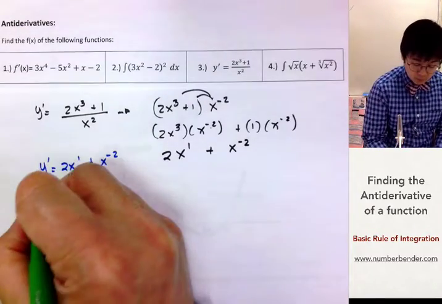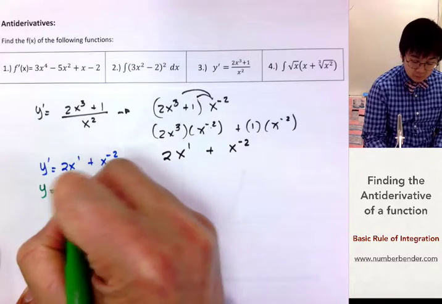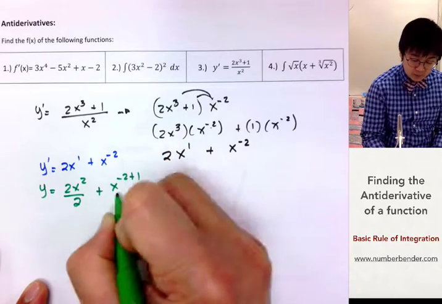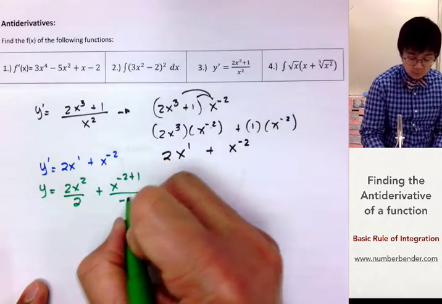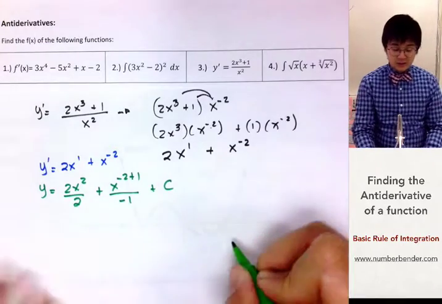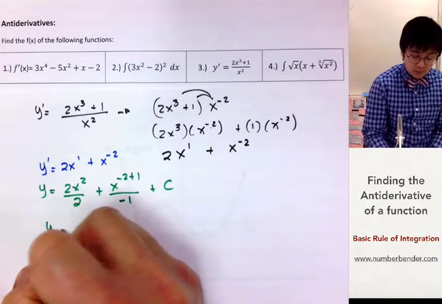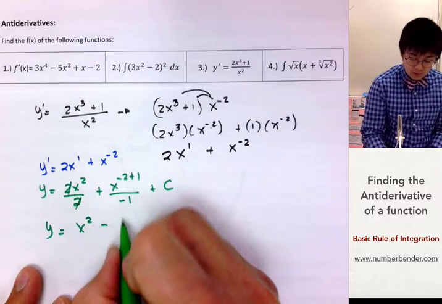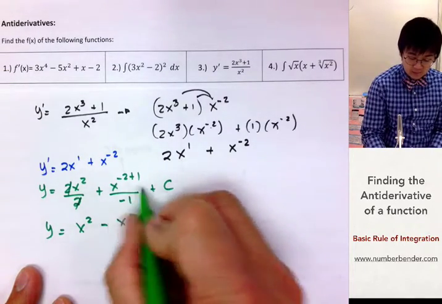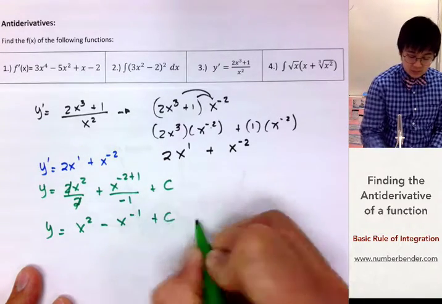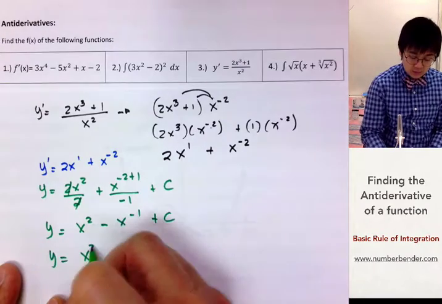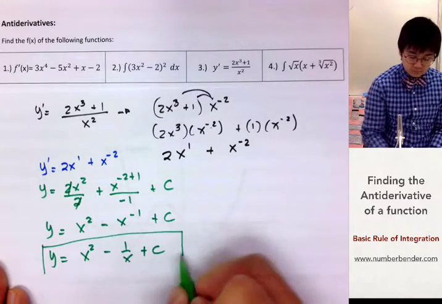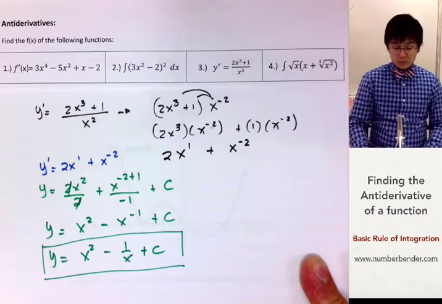Using the power rule, y is simply 2x squared all over 2 plus x to the negative 2 plus 1, and negative 2 plus 1 is negative 1, plus the constant c. By simplifying, this turns into x squared minus x to the negative 1 plus c, or x squared minus 1 over x plus c. So that's problem number 3.